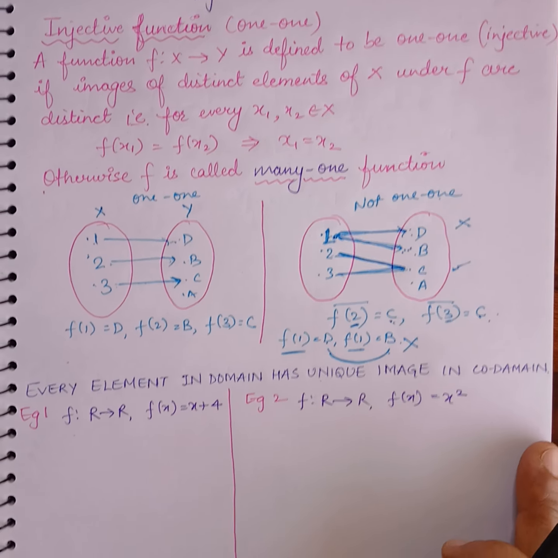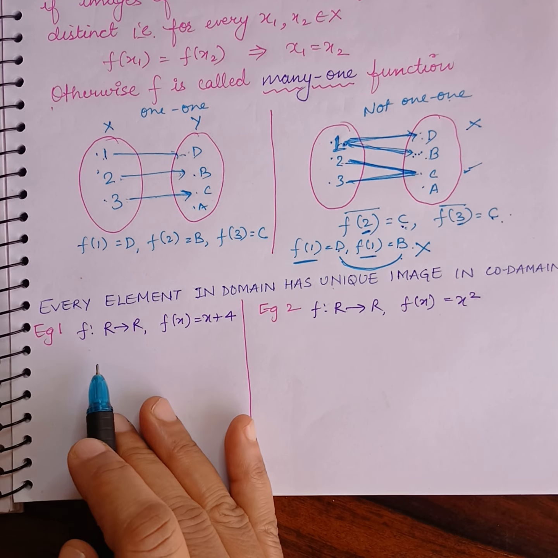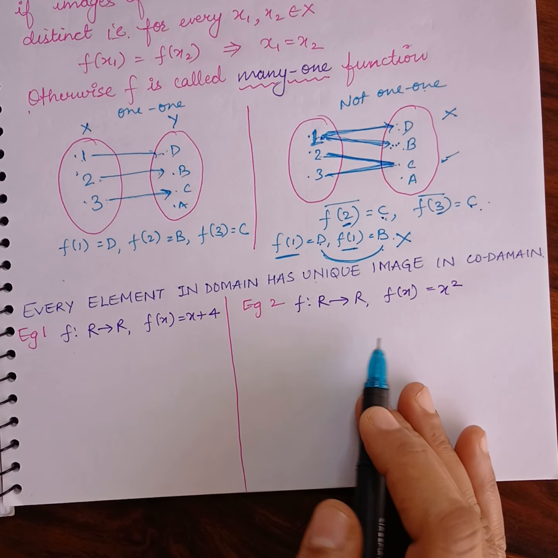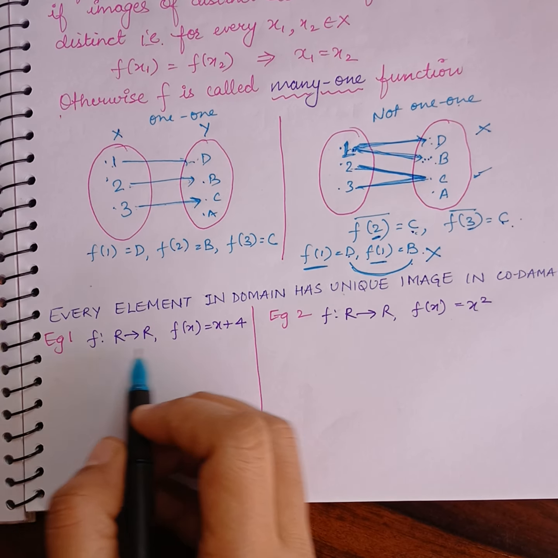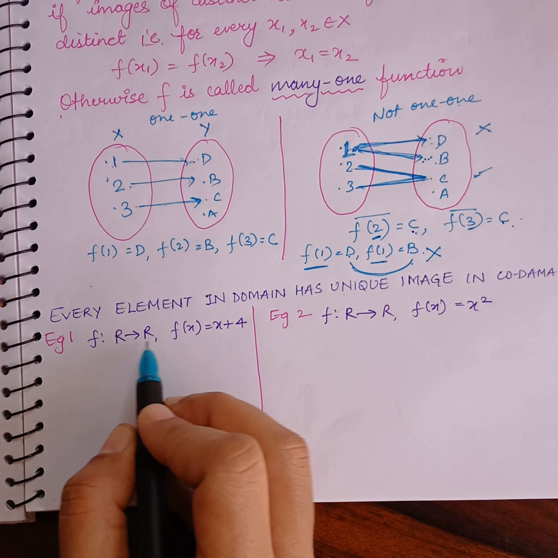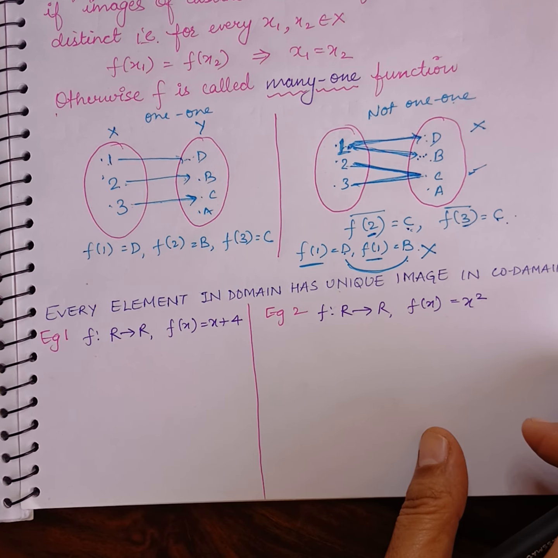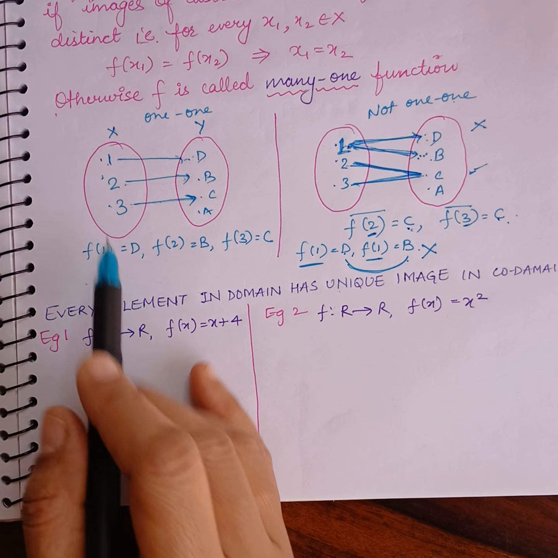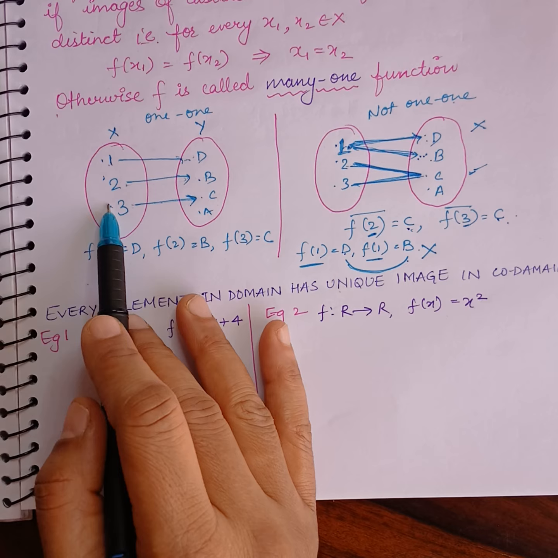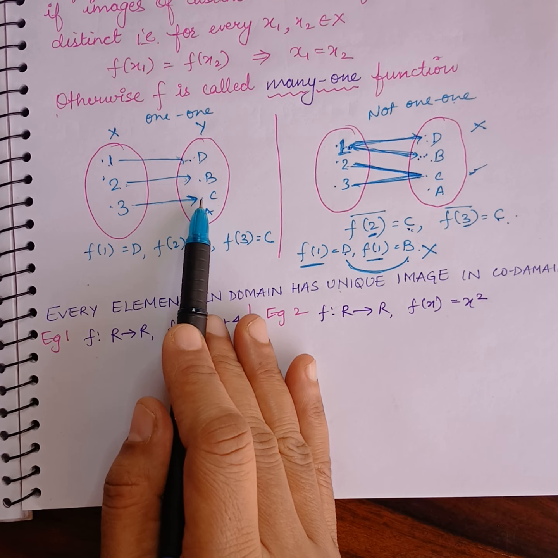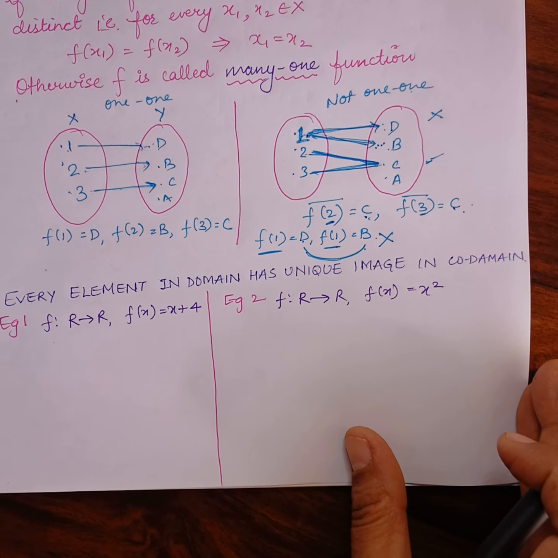Now, let us look at a few examples of how to prove the function is 1-1 and how to show the function is not 1-1. I have taken the first example, f from R to R, f(x) is x plus 4. We have one more definition for this. In simple words, every element in the domain has a unique image in the codomain, which we have already discussed.